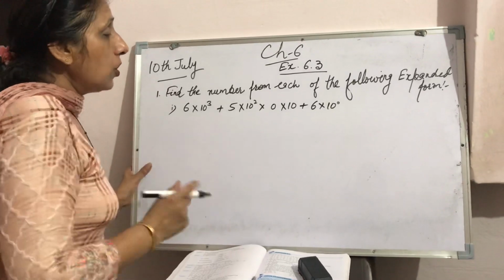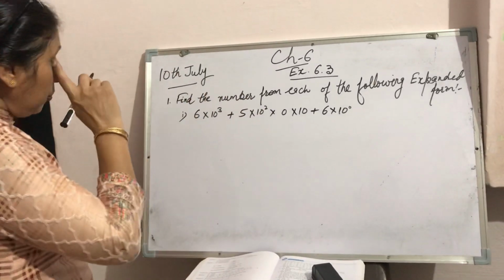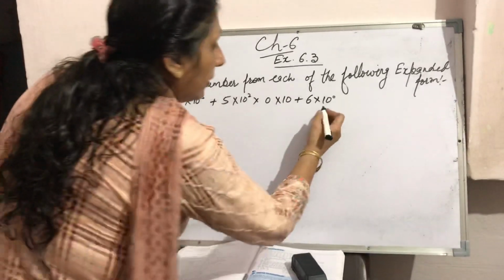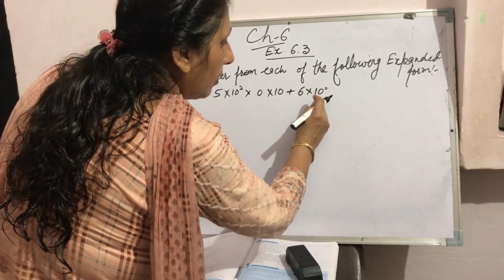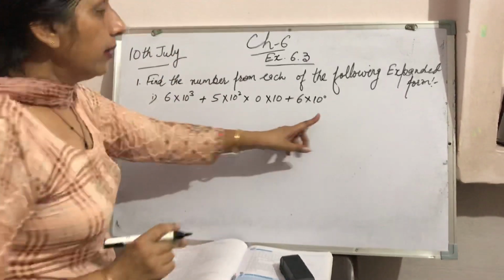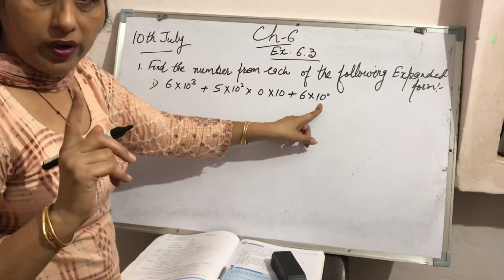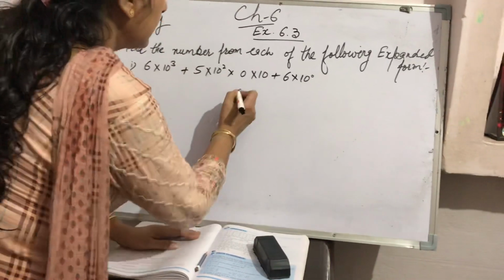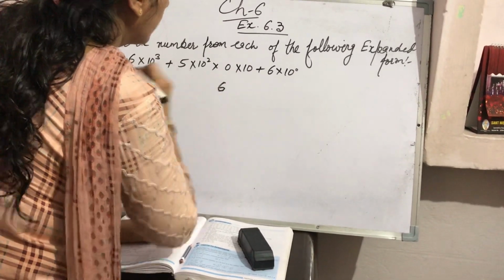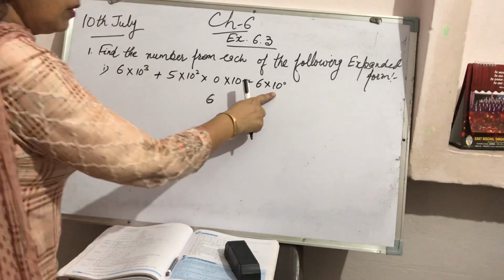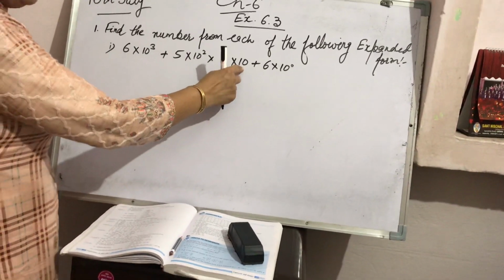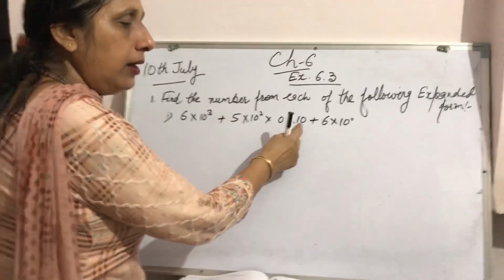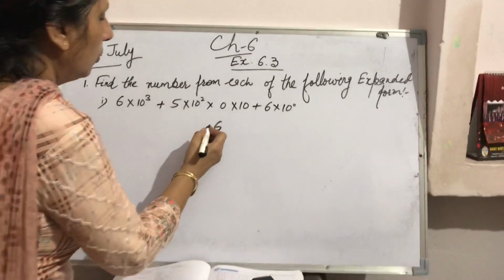So how do we solve it? We have to start from the right side. This is 6 multiply 10 raised to power 0. 10 raised to power 0 means 1. So 6 multiply 1 will be 6. After this, the power should be 1, 10 raised to power 1. The power is missing, it means 1. So 10, 0, 0.